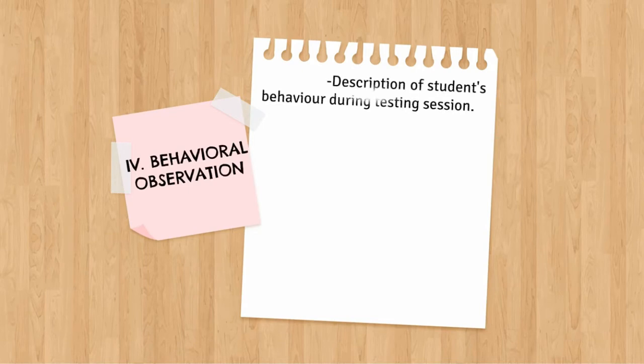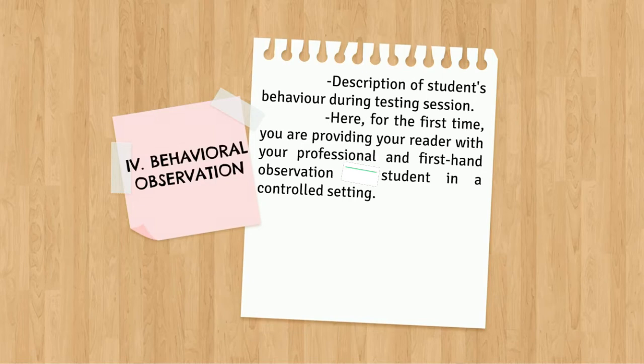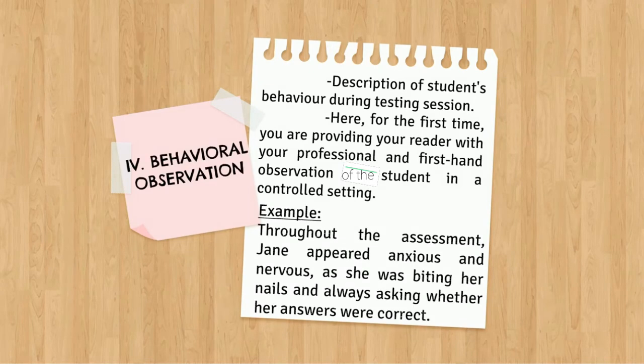Behavioral observation includes a description of the student's behavior during the testing session. Here, for the first time, you are providing the reader with your professional and first-hand observation of the student in a controlled setting. This section is important because it may reinforce what is seen in the class or be very different, in which case the structure of the testing environment should be explored for clues to learning style. Example: throughout the assessment, Jane appeared anxious and nervous, as she was biting her nails and always asking whether her answers were correct.